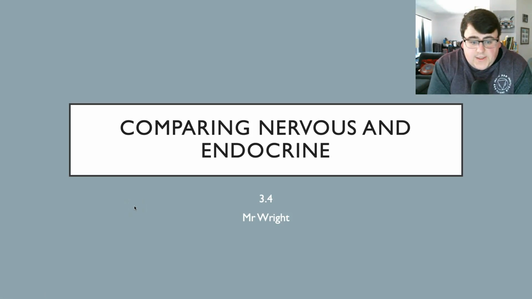Hi Year 12s. Today we're going to be looking at the last PowerPoint in our homeostasis topic. In our previous PowerPoints we've looked at the nervous system, tolerance ranges and the endocrine system. In this video we're going to be comparing the nervous and the endocrine system against each other and seeing what each one is responsible for in terms of homeostasis in our bodies.